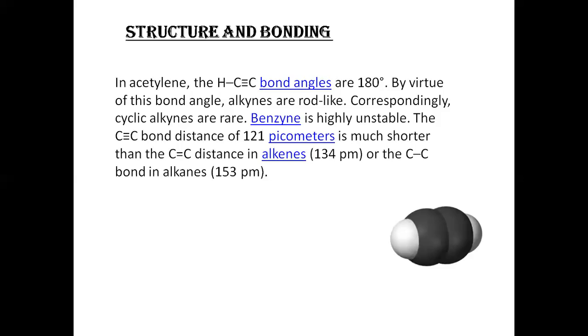Structure and bonding of alkynes. The alkynes are sp hybridized, in which 50% character is S and 50% character is P. They have a bond angle of 180 degrees and a linear structure. Alkynes are rod-like. As I told you, the bond length is smaller. The carbon-carbon triple bond distance is 121 picometers, while an alkene has a bond distance of 134 picometers, and in alkane the bond distance is 153 picometers.